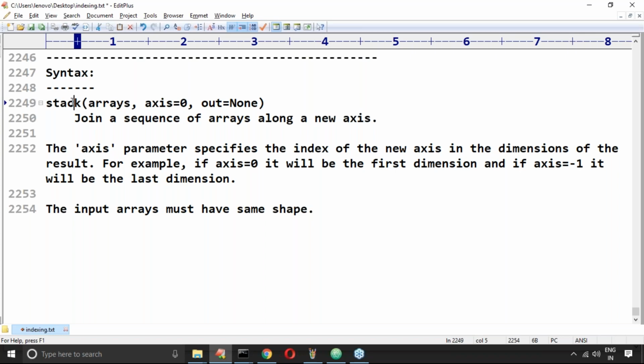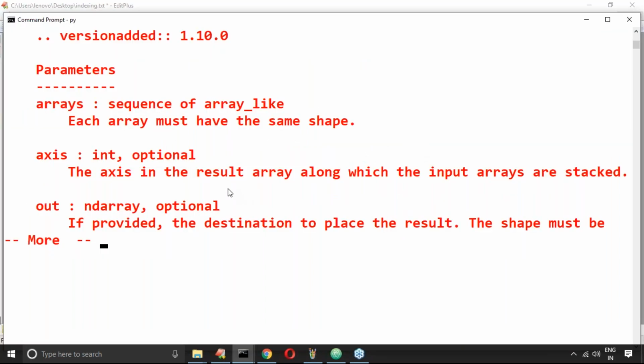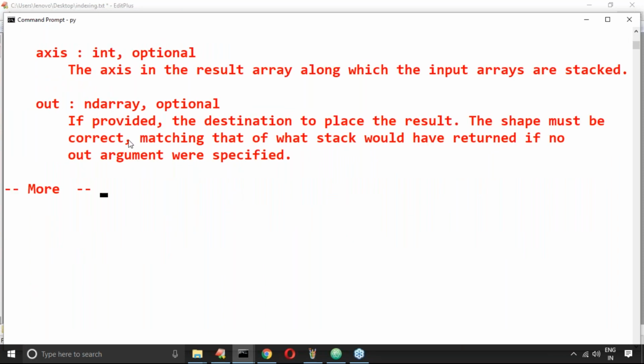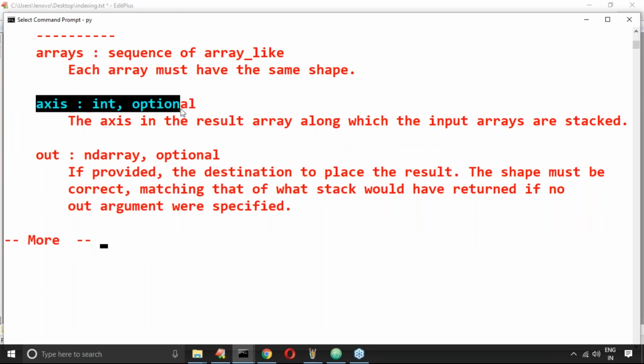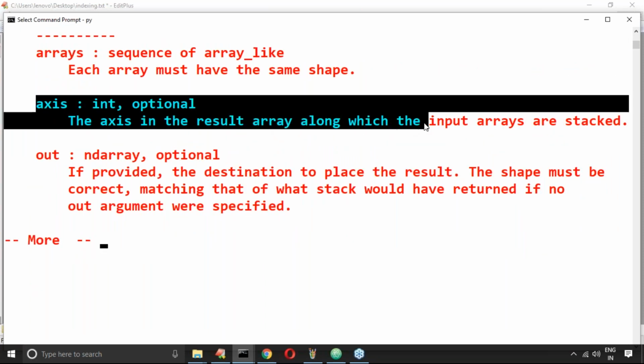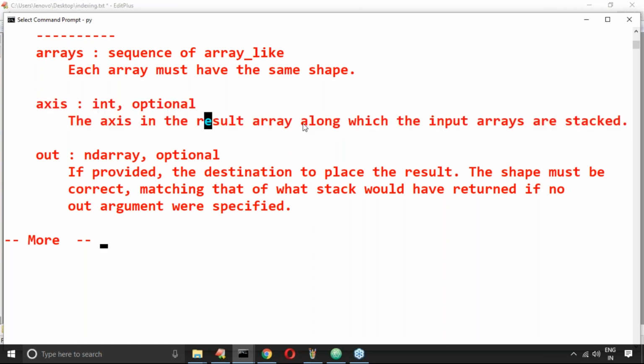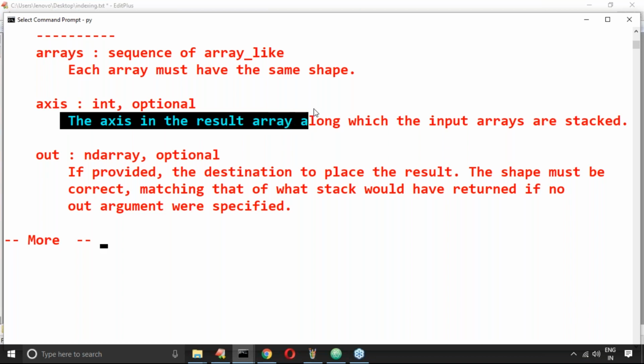Then only we can use a stack mechanism. Remember carefully about this one. The input arrays must have the same shape. Next, the axis means the axis in the result array along which the input arrays are stacked. So the axis parameter always talks about a result array axis, not an existing axis.